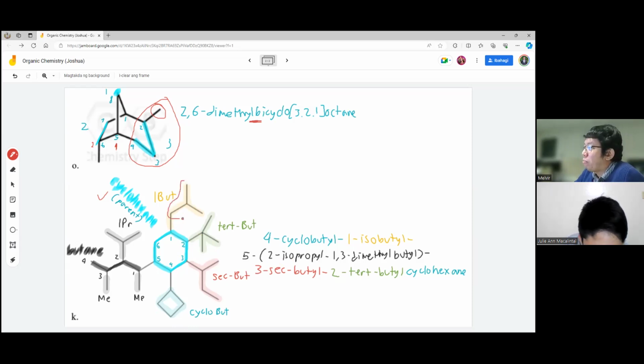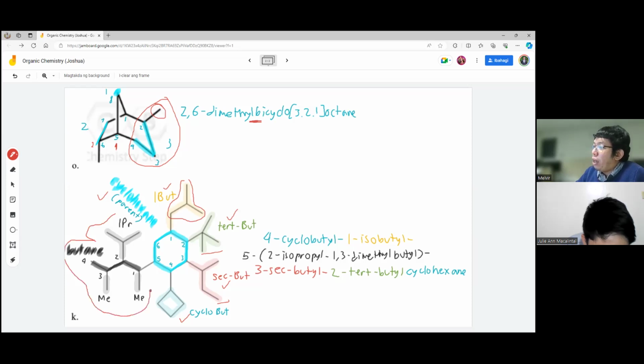So this one is what? What substituent is this? Isobutyl. Very good. Correct. How about this one? Tert-butyl. That's actually correct. And this one is also correct. Sec-butyl. Correct. This is cyclobutyl, and this one is a more complicated substituent. And actually, you got it right. 2-isopropyl-1,3-dimethylbutyl. That's the name of this substituent. You're right there. 2-isopropyl-1,3-dimethylbutyl. That's the name of that big, complicated substituent here.